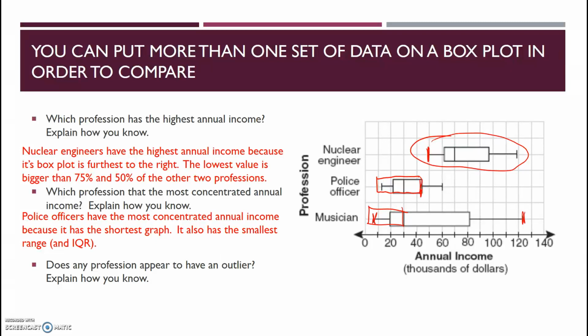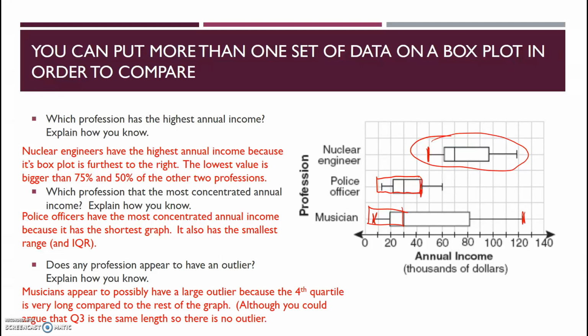Does any profession appear to have an outlier here? Well, yes. The musicians appear to possibly have a larger outlier, so this upper extreme, because the fourth quartile is very long compared to the rest of the graph, although you might be able to argue that Q3 is the same length, so there's no outlier. Either answer would be okay. It's more in your description. You know, the fourth quartile is very long compared to the rest, or it's about the same, has about the same range as the third quartile.